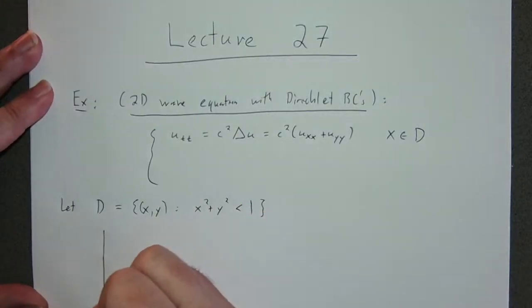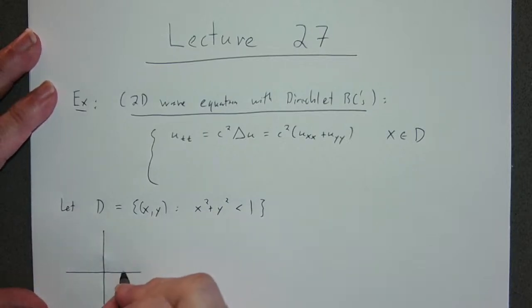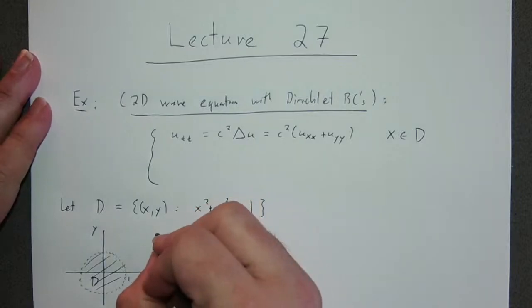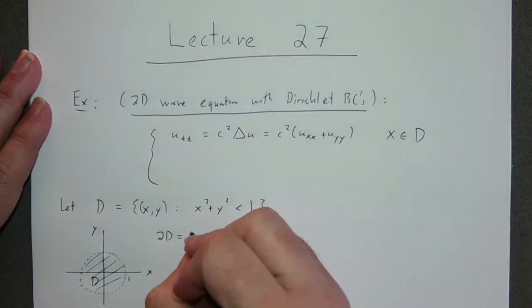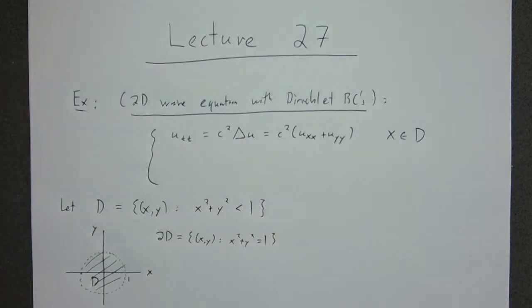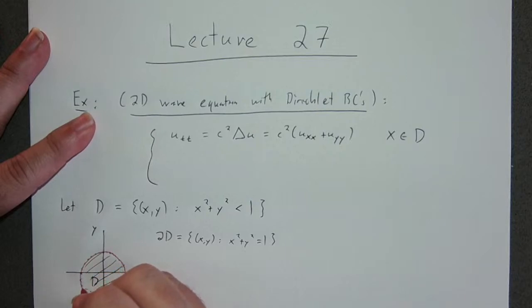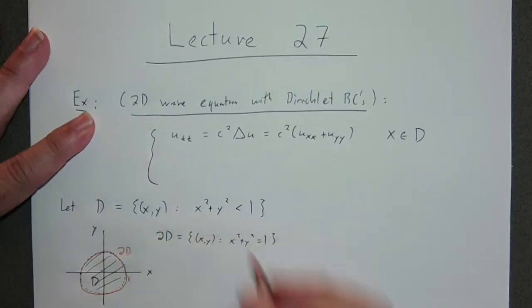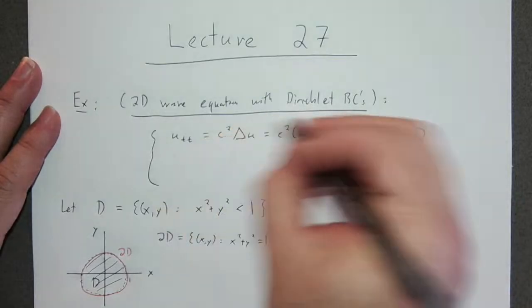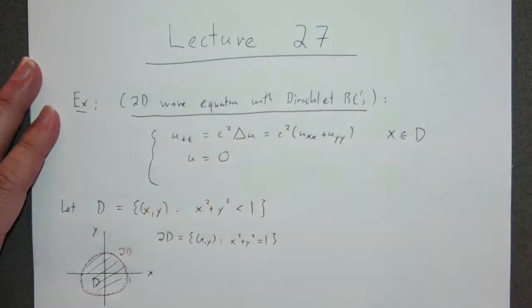So what does D look like? It is our usual unit disk. Then of course the boundary of D is the unit circle. Let me draw that in. There's the boundary of D. Dirichlet boundary conditions on this boundary, if they're homogeneous, would amount to u equal to 0 on the boundary.